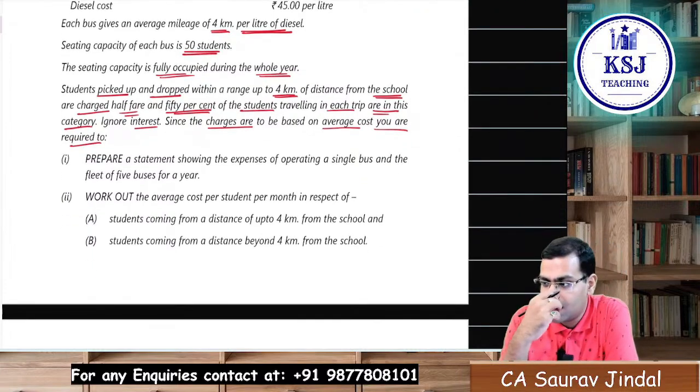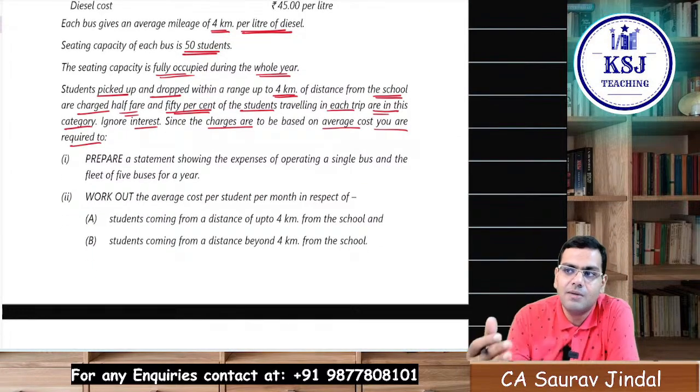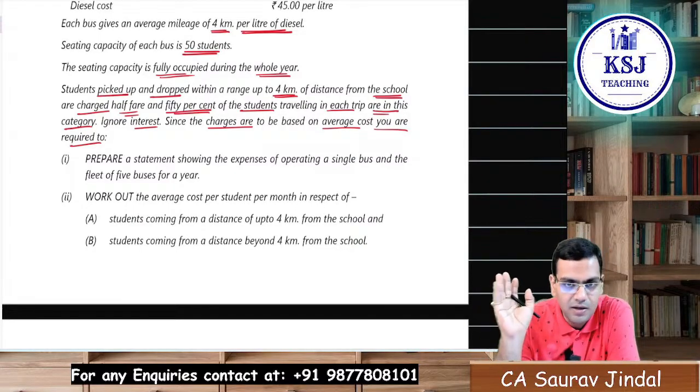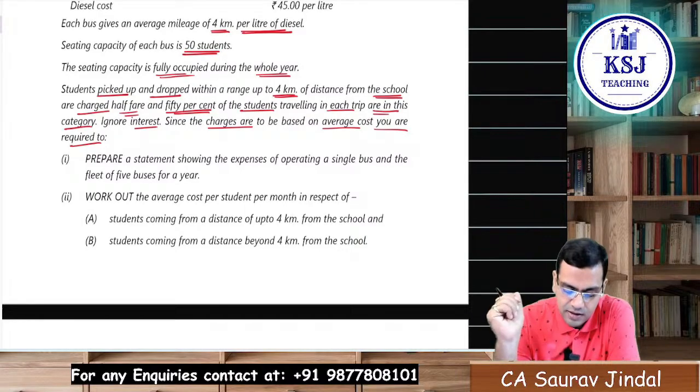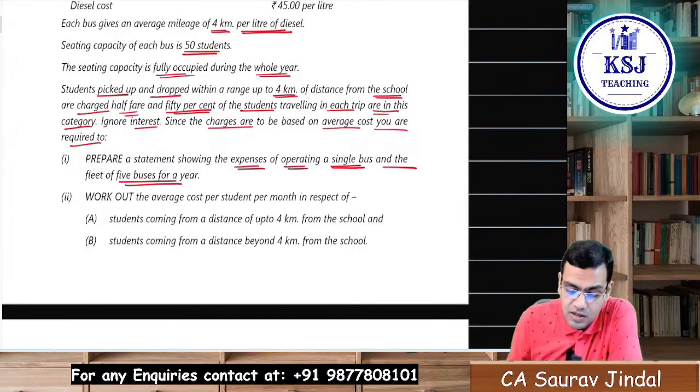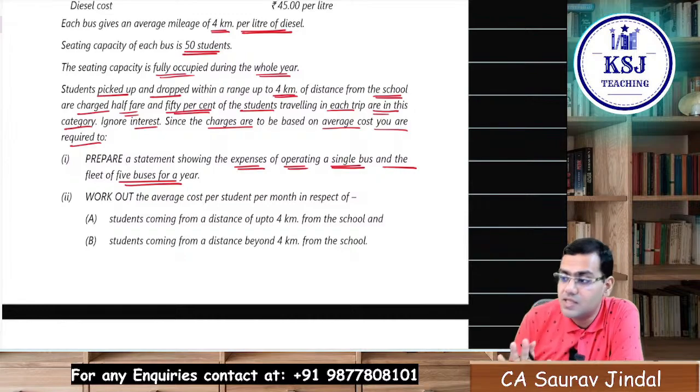Now he says that some of the students live nearby the school, within the range of 4 kilometers. They are being charged half fare, and the other students who are living beyond 4 kilometers are being charged full fare. Whatever the fare is, we will calculate it, sir. Prepare a statement showing the expenses of operating a single bus and a fleet of 5 buses for the year. Expenses you have to show.